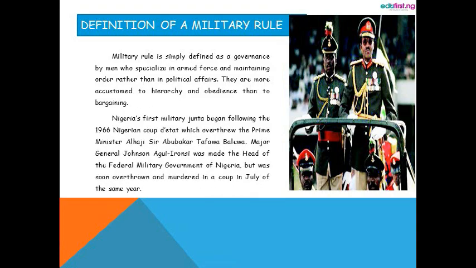Nigeria's first military junta began following the 1966 Nigerian coup d'etat, which overthrew the Prime Minister, Alhaji Abubakar Tafawa Balewa. Major General Aguiyi-Ironsi was made the head of the federal military government of Nigeria, but was soon overthrown and murdered in a coup in July of the same year.